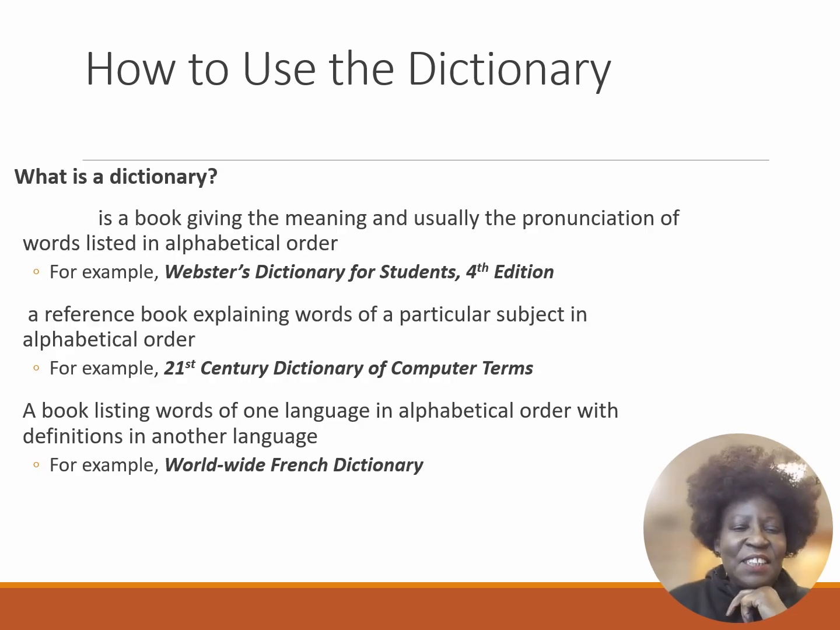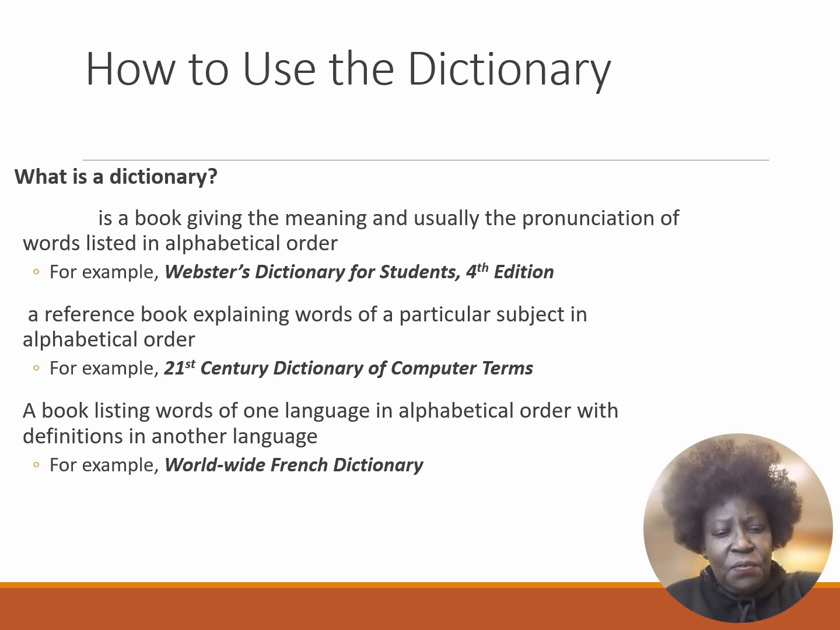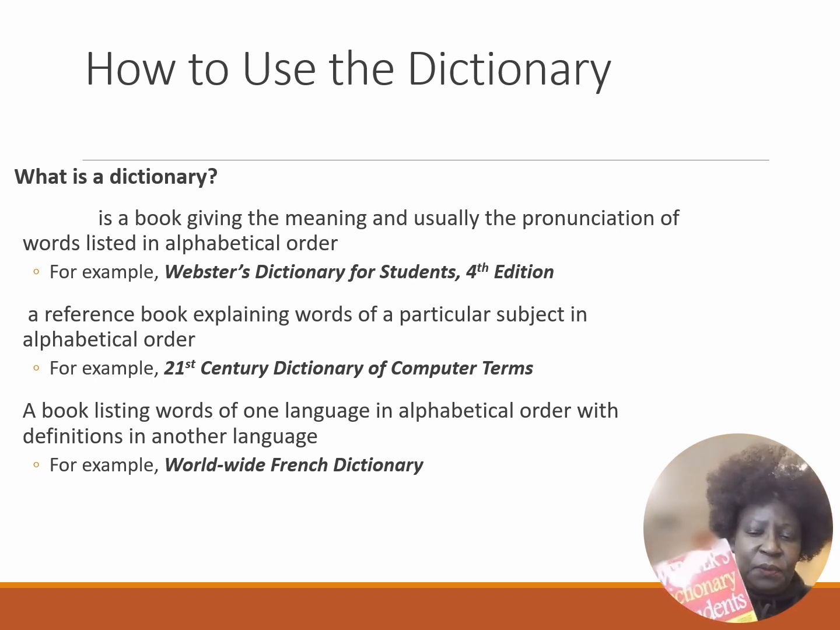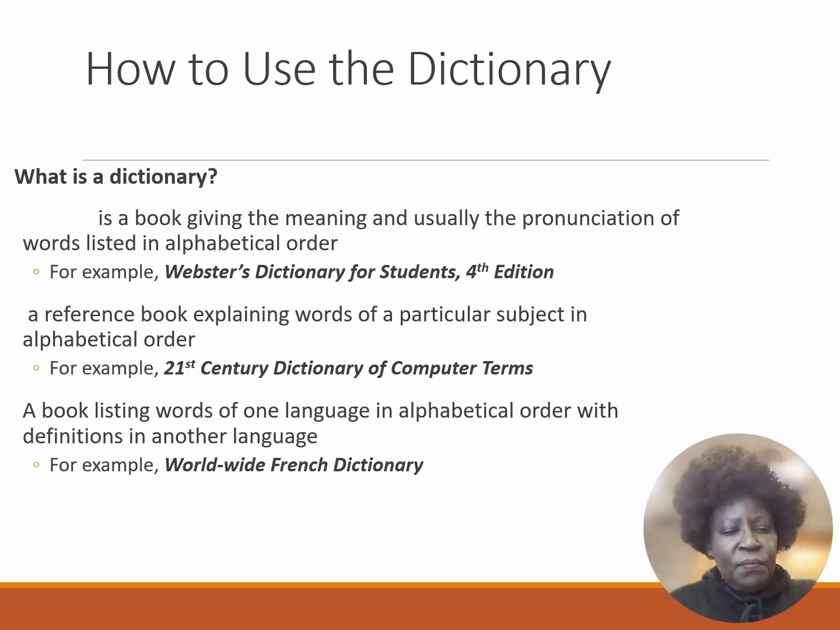What is a dictionary? It is a book, okay, giving the meaning and usually the pronunciation of words that are listed in alphabetical order. For example, the Webster's Dictionary for students. I have a copy here. Basically, it has about 37,000 words in it. This is the fourth edition.